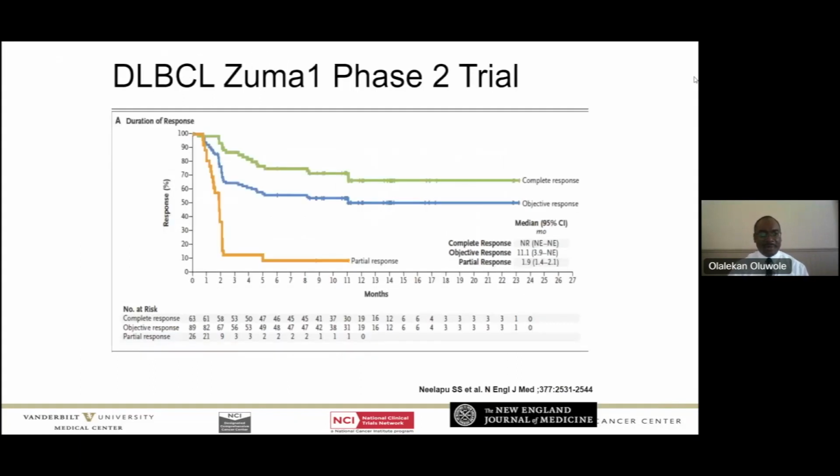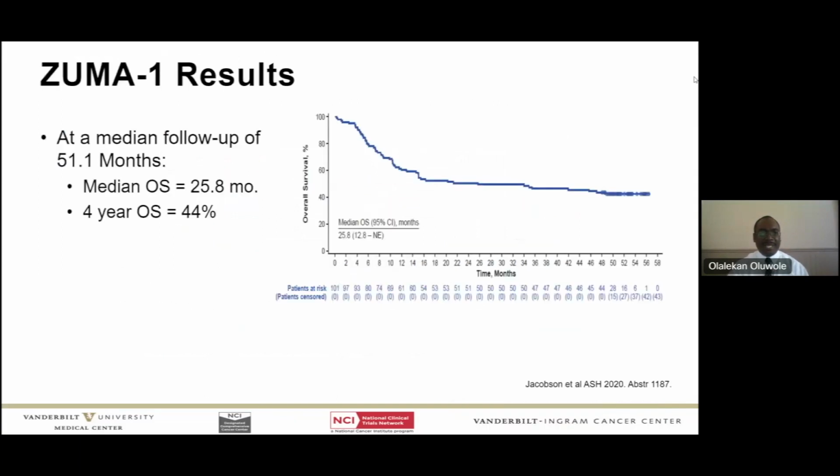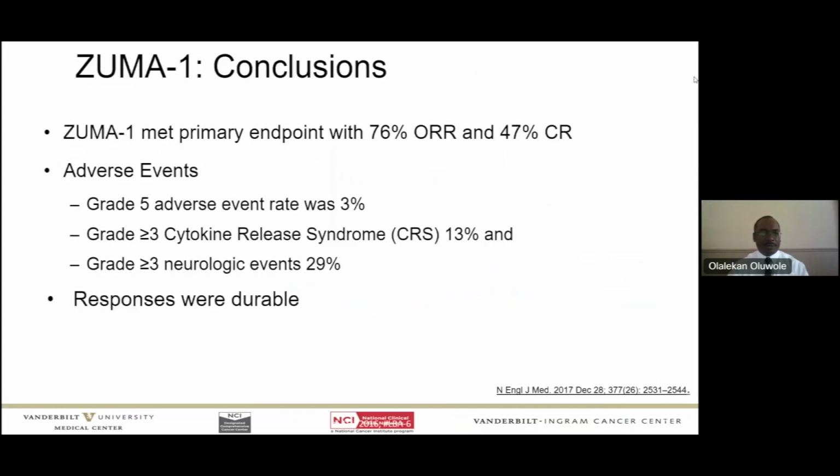This was the early report, and from the Kaplan-Meier curves, you can see that the responses are durable, although there were a few that did not respond. And many years out, the responses really appear to be durable. So the conclusion from Zuma 1 is that it met its endpoint.